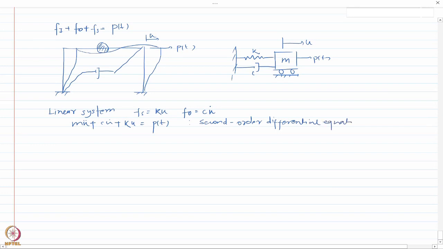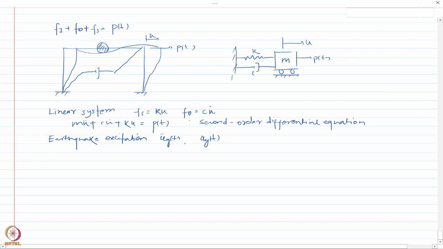So this was in general when there is a force P of t that was being applied on the structure. Now we also saw that for an earthquake excitation, the same equation can be adapted to be written in a different form, with ground displacement represented by ug of t and the acceleration being ug double dot of t.